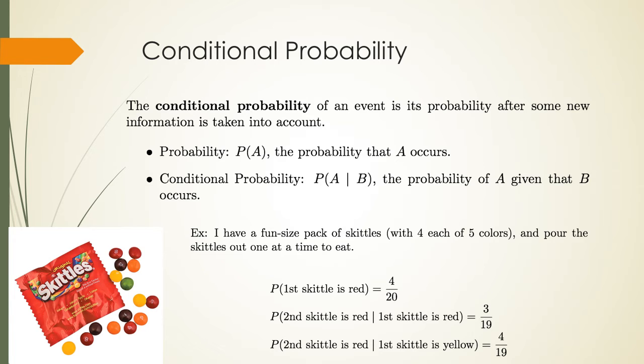Here, I've applied this notation to the Skittles example. Since there are a total of 20 Skittles and 4 of them are red, the probability that the first Skittle is red is just 4 out of 20. But the probability that the second Skittle is red depends on the color of the first, so here I use conditional probability. If the first Skittle is also red, then there are 19 total Skittles and 3 red Skittles remaining, so the probability that the second Skittle is red is 3 out of 19. But if the first Skittle is a different color, say yellow, the probability that the second Skittle is red is 4 out of 19.